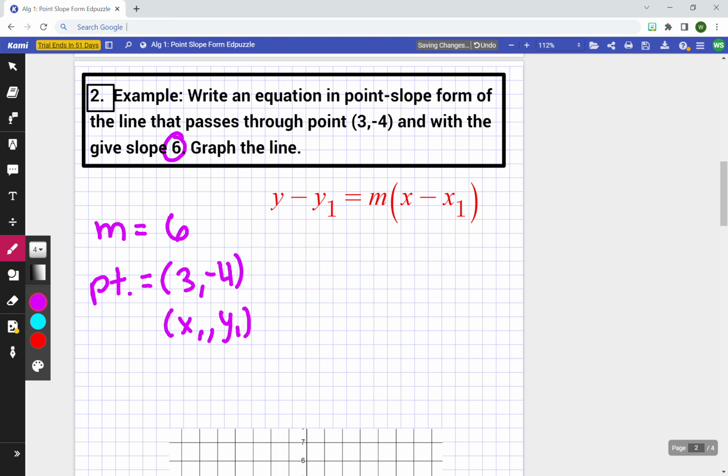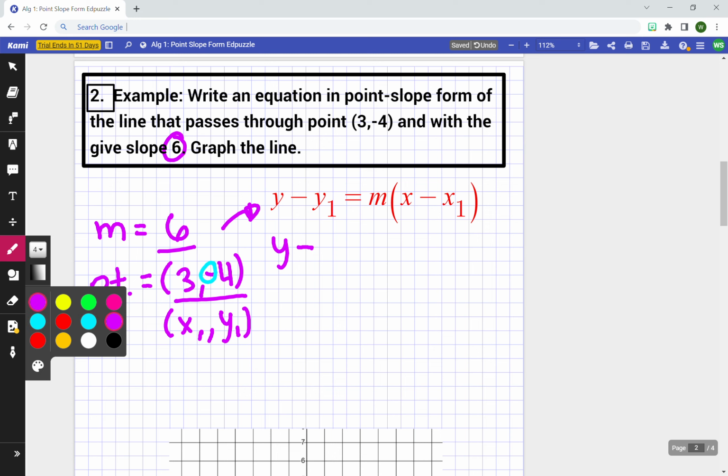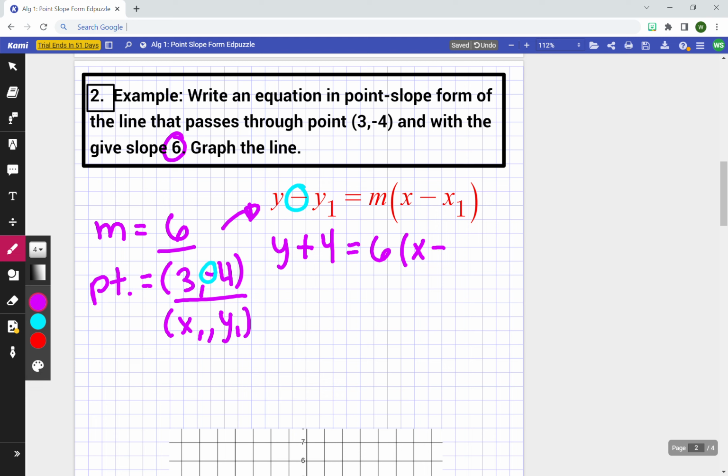So these 2 things that they give us for information, we can now plug into our equation. So we can leave y minus y1, which is negative 4. And since there is a negative right here, we're going to have to multiply that by the other negative, because a negative times a negative will give us a positive. And then we can input our slope 6, and that'll be multiplied by x minus our x1, which is 3. And that's all we have to do to construct our point-slope form.